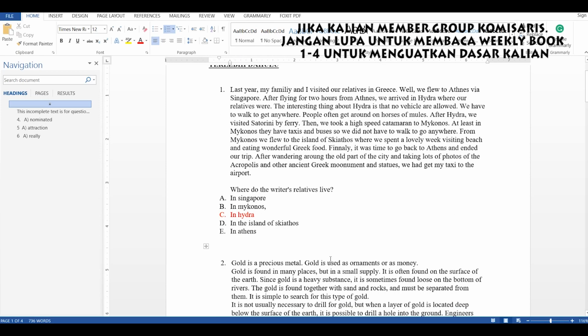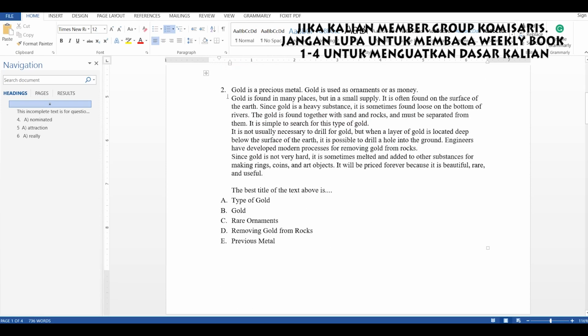Okay, once more. Gold is a precious metal. You can read it, but don't read the whole text. Remember to read the question or the answers first and try to find the keyword in the text. I will give you about 10 seconds to do it. Okay, what's the answer? Let's discuss it.